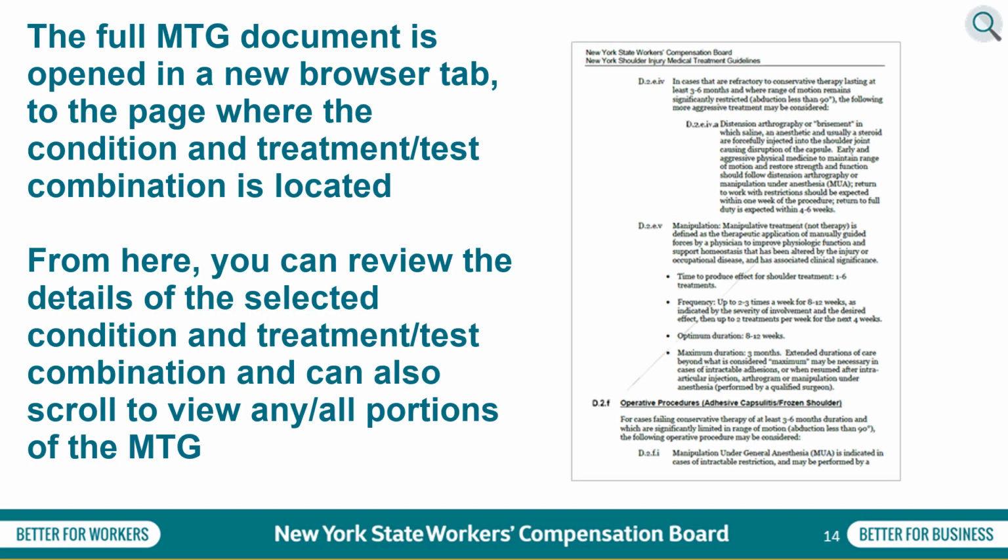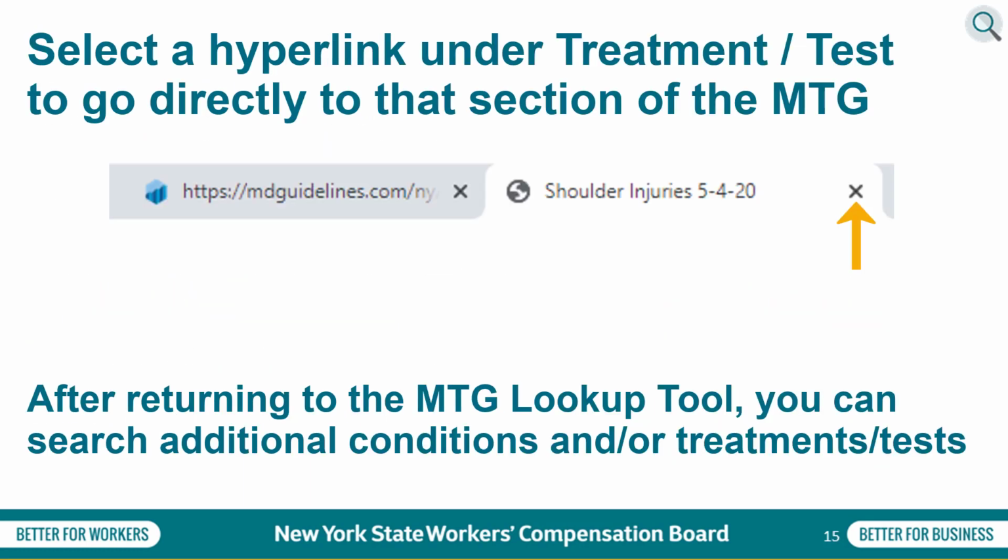When you select the condition and treatment test combination, a full New York Workers' Compensation Medical Treatment Guidelines document will open and then bring you to the relevant section. From here, you will review the details of the selected condition and treatment or test combination, and you can scroll to view any or all portions of the MTG. To exit the document, select the X on that tab in your browser window. After returning to the MTG Lookup Tool, additional searches can be done to find alternative conditions and/or treatments or tests.